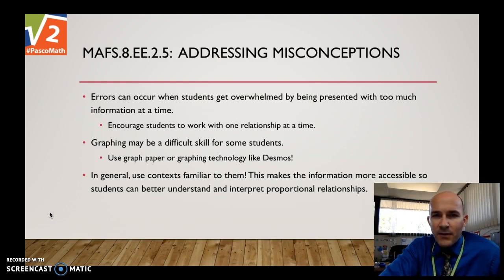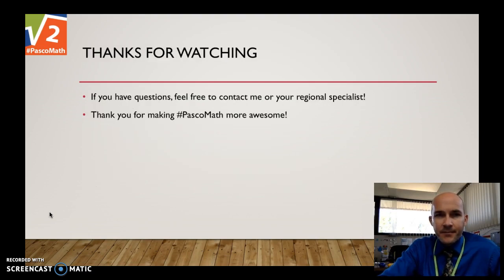Graphing might be difficult for some students, so make sure you supply graph paper or graphing technology like Desmos so they can really work on the interpreting piece. We're not worried so much in the standards if they can physically graph, but they need to be able to interpret what the graph means. And then in general, use context familiar to them. This just makes the information more accessible so students can better understand and interpret those proportional relationships.